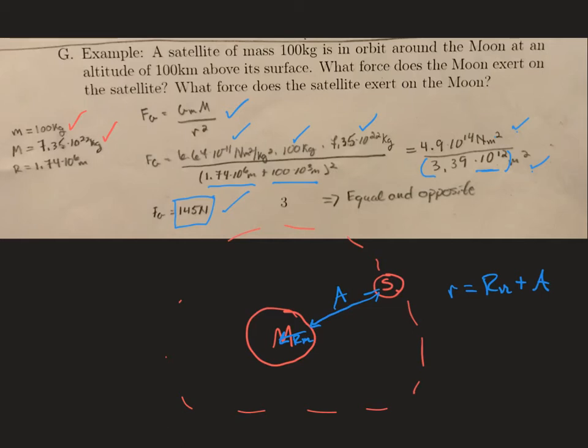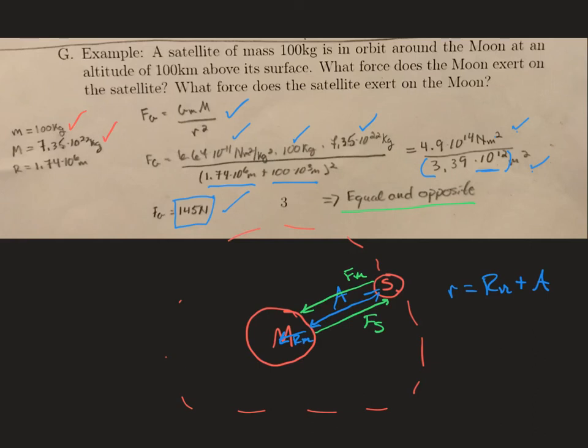Now, to answer part B of this question, we have to look at the different perspectives. So the moon is going to pull the satellite towards it. So the force from the moon on the satellite is going to be towards the center of rotation, as seen from the satellite. But the satellite is going to pull the moon in the opposite direction. So the force from the satellite is going to be equal but opposite. So this is Newton's third law.